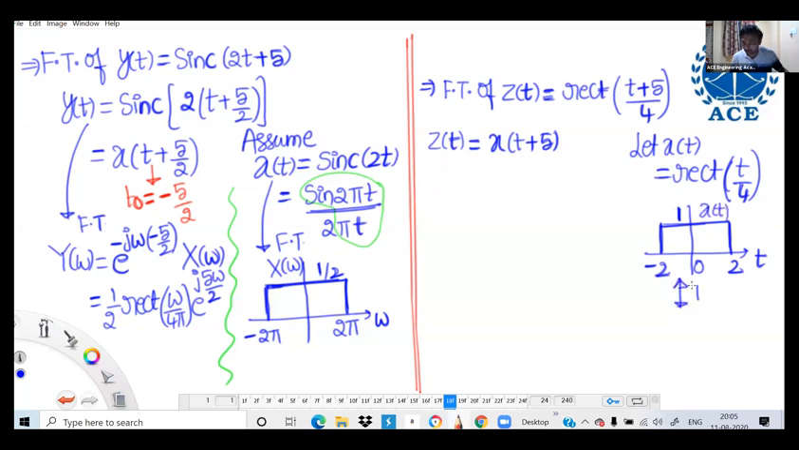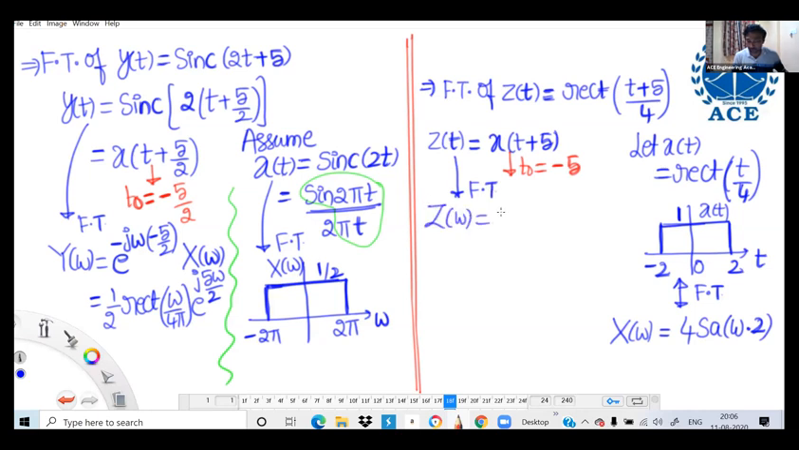Everyone tell me what is the direct Fourier transform answer we should write? Area for Sa of omega into positive width. Symmetrical rectangle direct logic: area for Sa of omega into positive width. t naught is minus 5, t minus t naught style. So what is the Fourier transform answer? e power minus j omega t naught into x of omega. You know x of omega, substitute there.